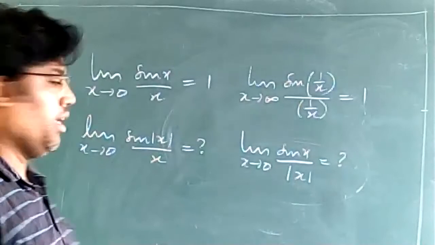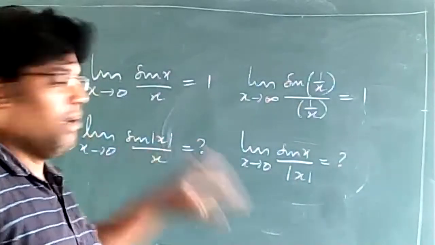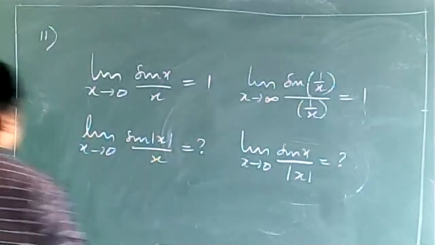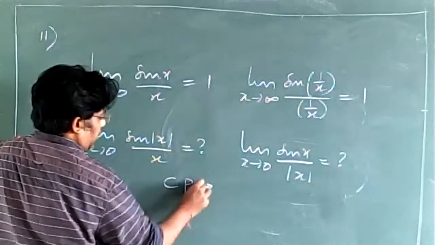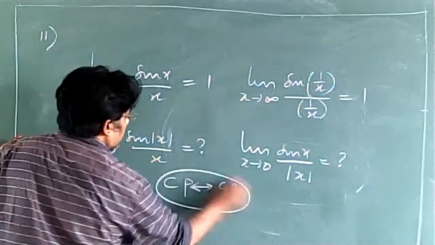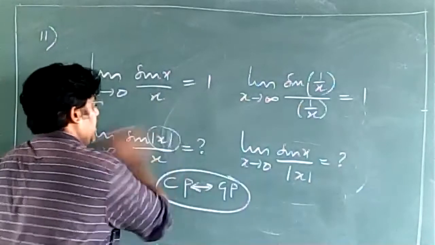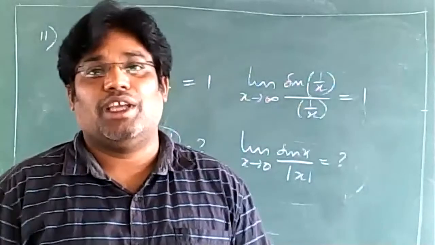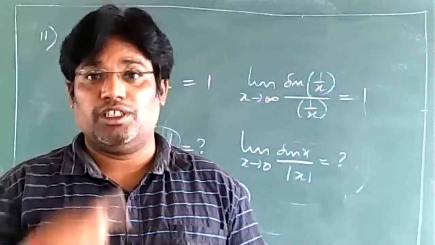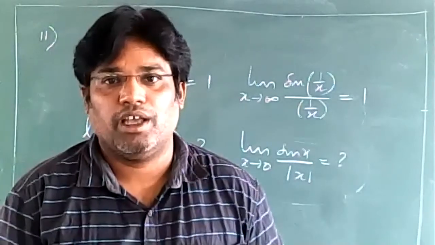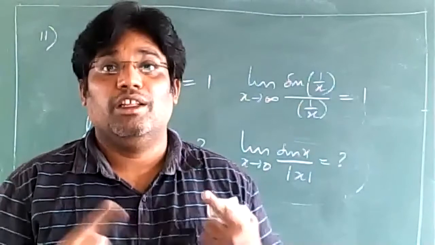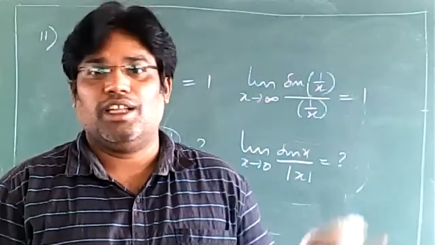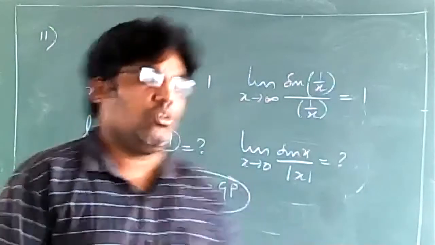Limit x tends to 0, sin of mod x by x is what? Or sin x by mod x does not exist. Limit does not exist, because the critical point matches with the given point. Here 0 is one of the critical points. Now sin x is 0 when you give x equal to 0, x equal to pi, x equal to 2 pi. In general, sin x becomes 0 whenever you give n pi, where n is an integer. So I need to take just one.